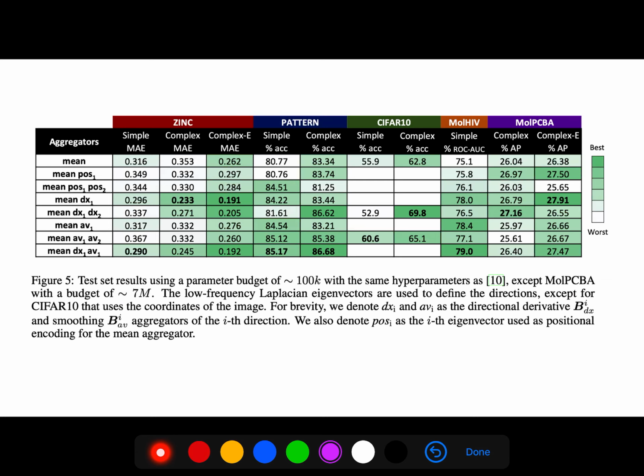So they use different types of aggregators, and the effect of that, so the test set results using a parameter budget of 100K with the same hyperparameters, and the low frequency Laplacian eigenvectors are used to define the directions, except for CIFAR10 that uses the coordinates of the image.